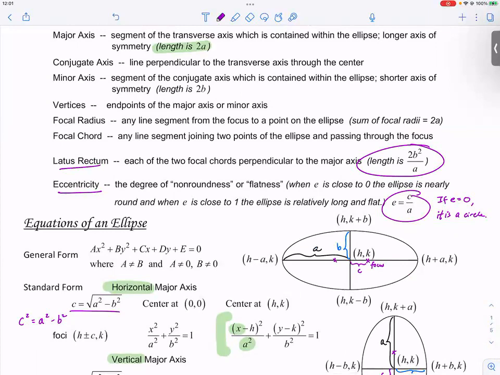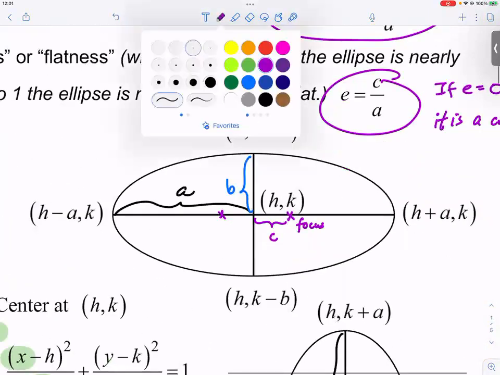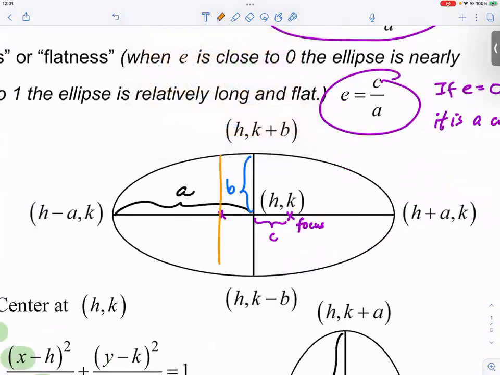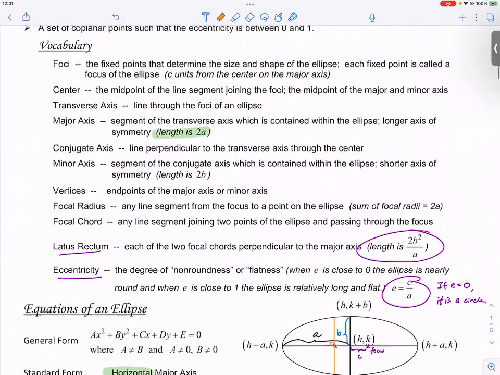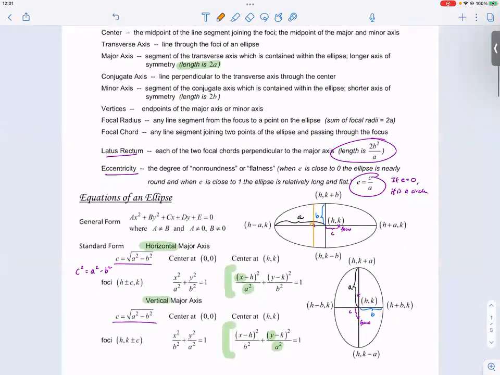Let me go ahead and draw it here. The latus rectum is a line that's drawn through the focus and perpendicular to the major axis. We will talk a lot more about the latus rectum later on when we talk about parabolas, but here we just mention the length. Okay, so that's pretty much the essence of what an ellipse is.